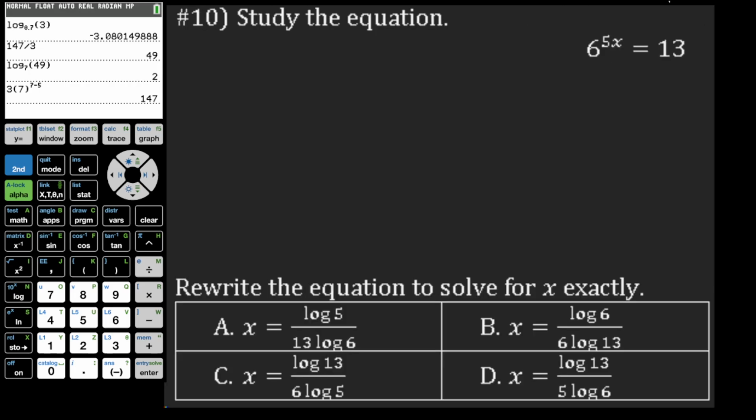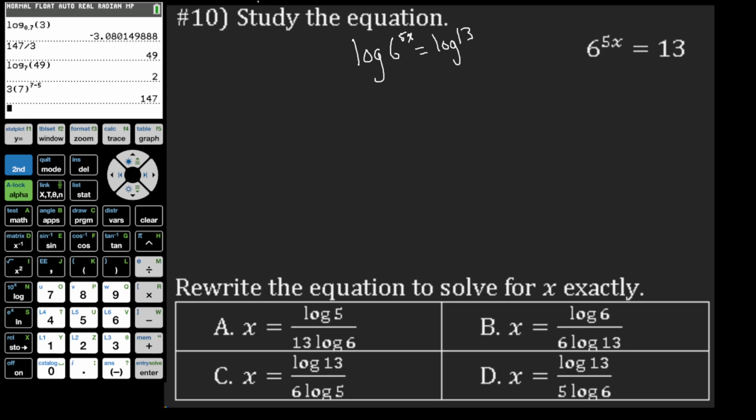So it says study the equation. I have 6 to the power of 5x equals 13. It says rewrite the equation to solve it for x exactly. Notice how it has log base 10, so let me follow what it's doing. I'm taking log base 10 of both sides. So I have log of 6 to the power of 5x equals log of 13.